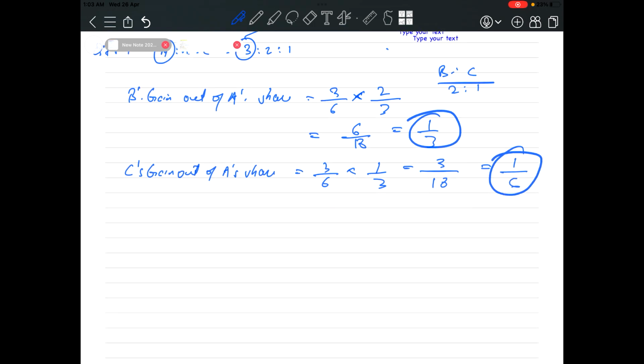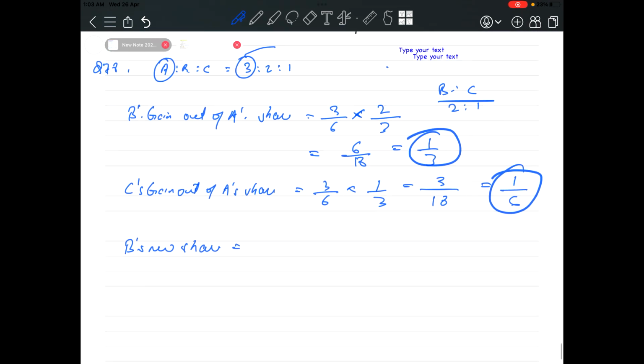Now let's calculate B's new ratio. B's new share. What will be B's new share? Old ratio plus gaining ratio, right? So 2 by 6 plus what is the gain? 1 by 3. Okay, 1 by 3. So 2 by 6 plus 2 by 6 will be 4 by 6.